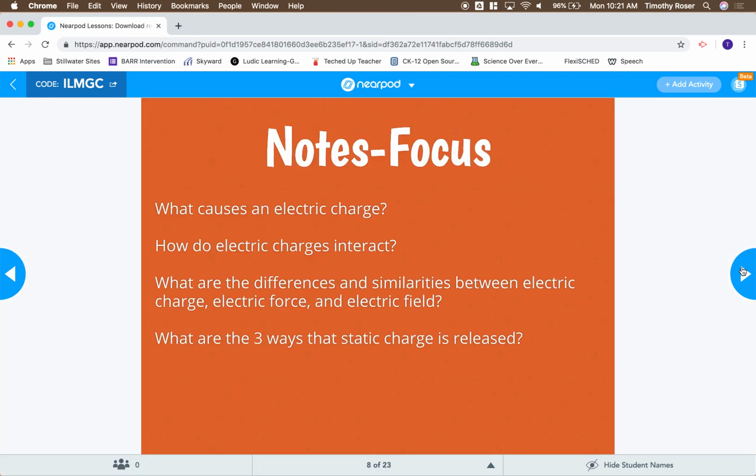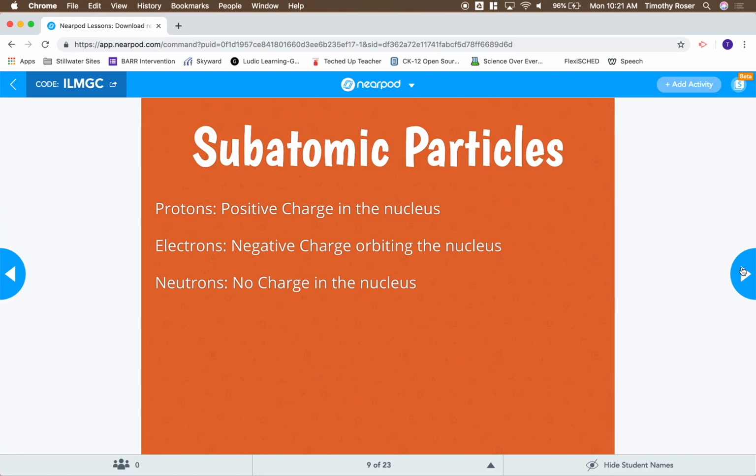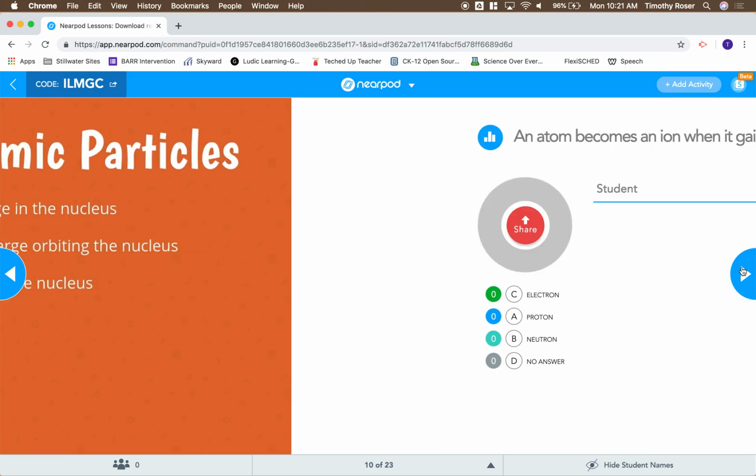So our focus, as we said before in our essential questions, is charge, or electric charge, the difference between electric charge, force, and field, and 3 ways that static charge is released. So one thing we need to remember as we get into this is we need to go back to our thoughts about subatomic particles. We have 3 subatomic particles. Protons have a positive charge in the nucleus. Electrons, a negative charge orbiting the nucleus, and neutrons have no charge in the nucleus.